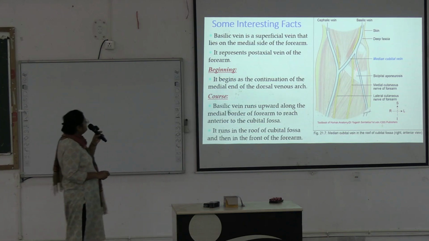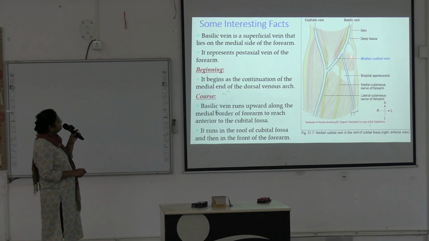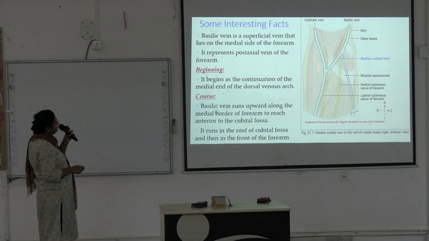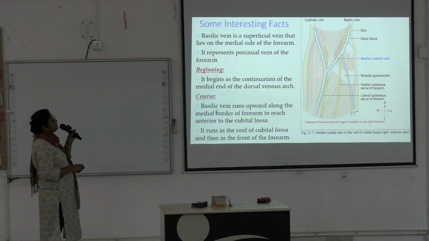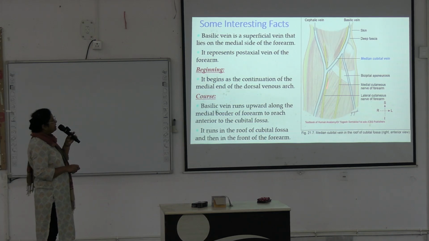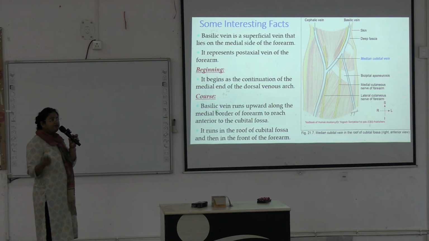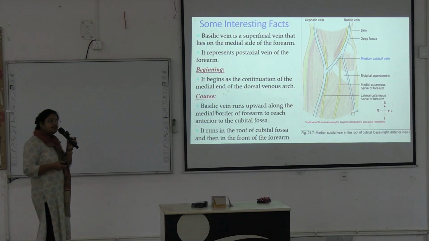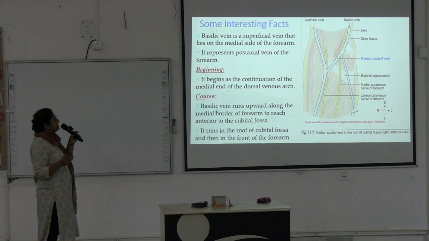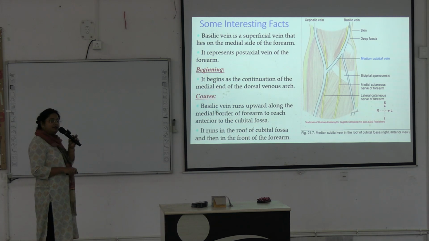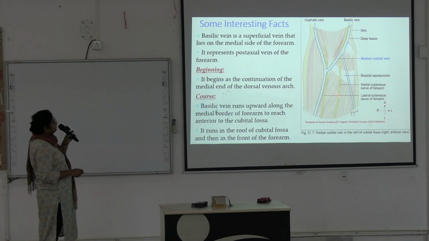See here, this is the cephalic vein, this is the basilic vein, and this is the median cubital vein. This part here lies the bend of the elbow. This median cubital vein starts 2.5 centimeters below the bend of the elbow from the cephalic vein, and it ends at the basilic vein 2.5 centimeters above the bend of the elbow. It is placed obliquely, and it drains the blood from the cephalic vein to the basilic vein. Okay, understood?